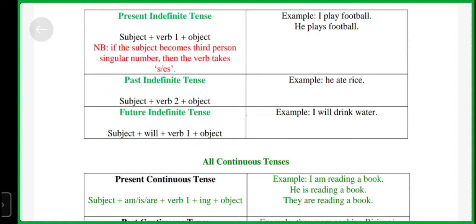So past indefinite tense. The basic structure of past indefinite tense is subject plus verb two plus object. I think you know how to make verb two. At the beginning, I told you about the 5 forms of verbs. So how do you make a verb into verb two? There are two ways.